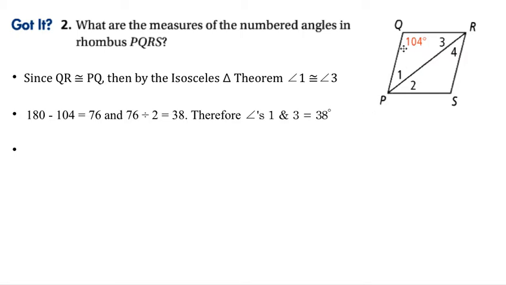Well, we also know angle Q and S are congruent. They're opposite angles in a parallelogram. So similarly, since angle S is 104, we could find 2 and 4. We know PS and RS are congruent. By the same theorem, the isosceles triangle theorem, we know 2 and 4 are congruent. And we have 76 degrees left over from the 104. And if we divide that in half, we get 38 degrees for each of those.